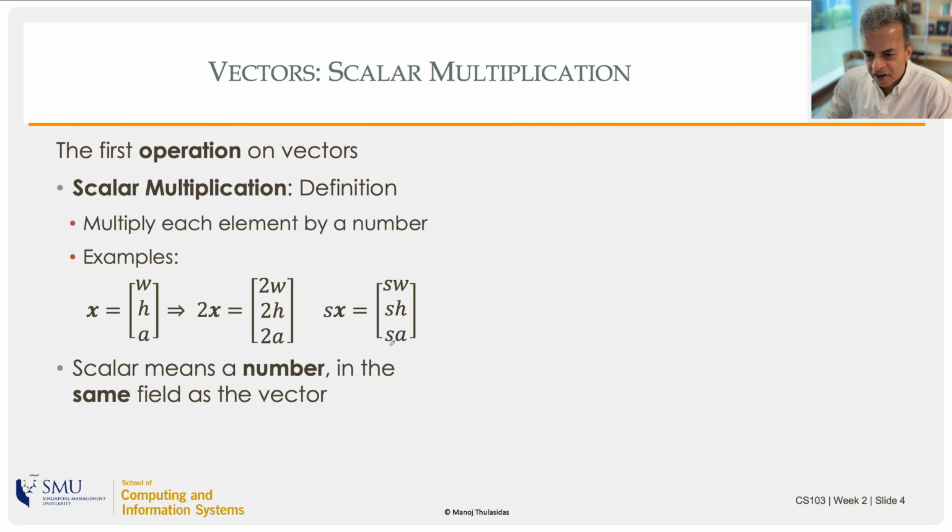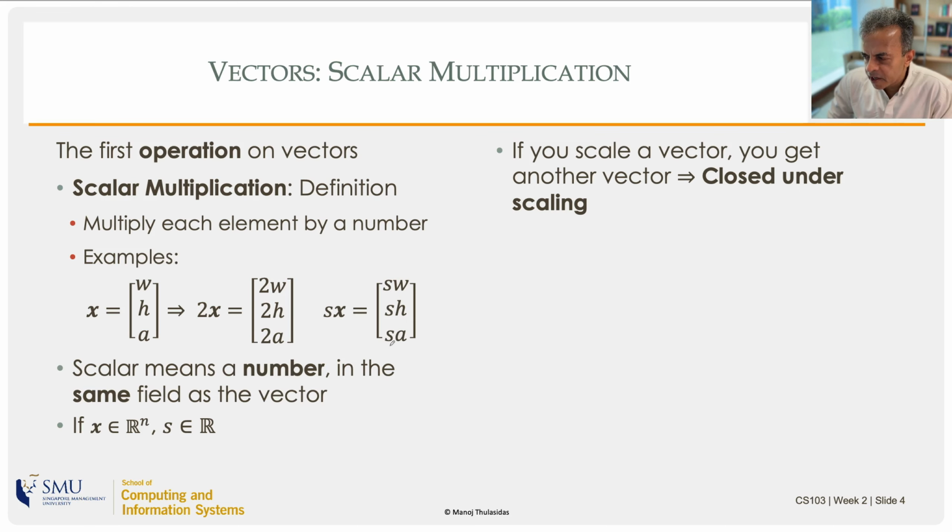Scalar means a number as opposed to vector, which means a list of numbers, and it is in the same field as the vector. So if X is a member of Rn, then S is supposed to be a member of R. One important property which might sound almost too trivial to mention here is the fact that if you scale a vector, you get another vector. That is a closure property of Rn under the operation of scaling. So Rn as a set is closed under scaling. By scaling, you will not get a vector that is outside that set.